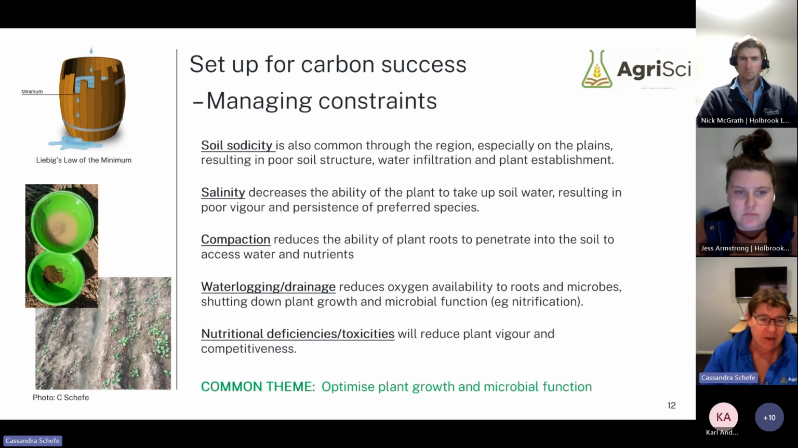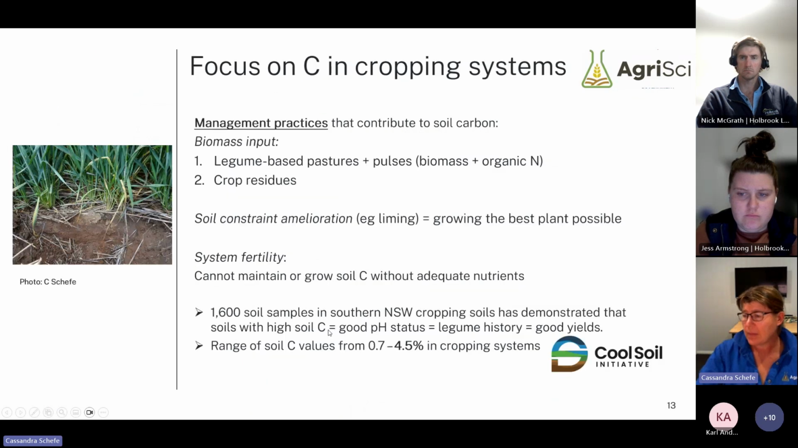The common theme in all of this is that if we're going to do carbon well, we need to optimise our plant growth and microbial function. It's not a separate thing. The focus really does come down to supporting that plant well and supporting the associated microbial community. Images that we've got here are just showing a soil with slaking and sodicity on the top and slaking, which is another issue there, and then effect of sodic and waterlogged conditions on emergence.